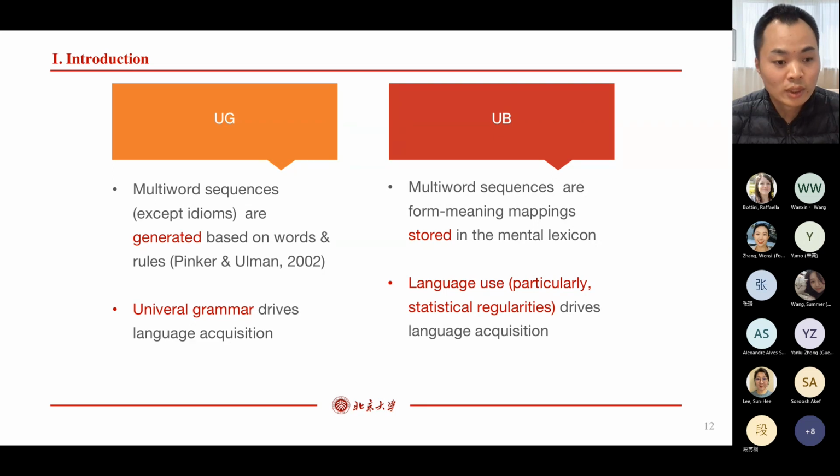The other thing is universal grammar. They think language input cannot shape language acquisition. It is not enough. It is universal grammar that drives language acquisition. It's the rule, it's the grammar. But for the usage-based approach, we believe that language use actually drives language acquisition, particularly the statistical regularities. People are able to track such statistical information and use it to help establish mental representations, as well as to grasp the use of language.